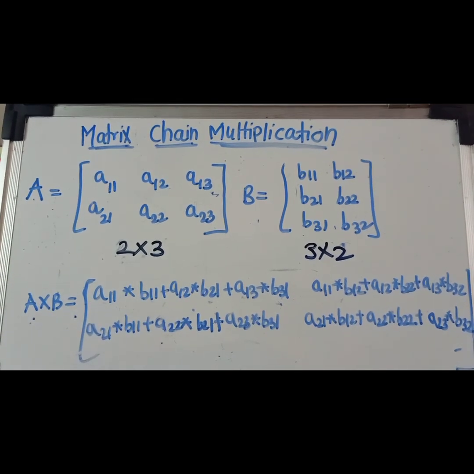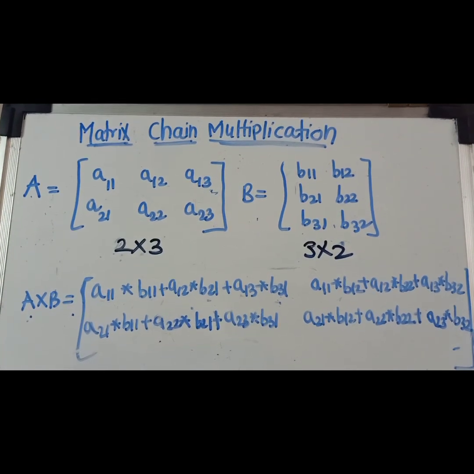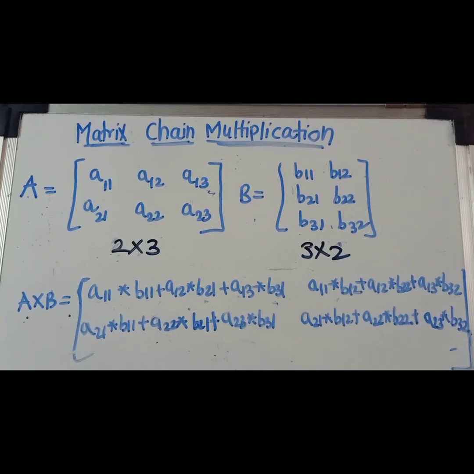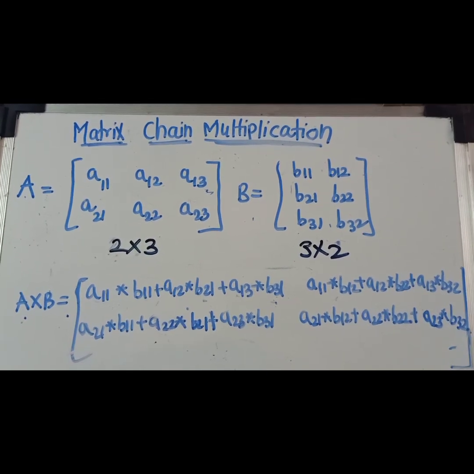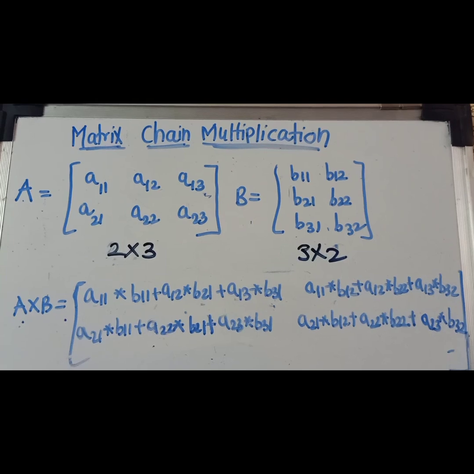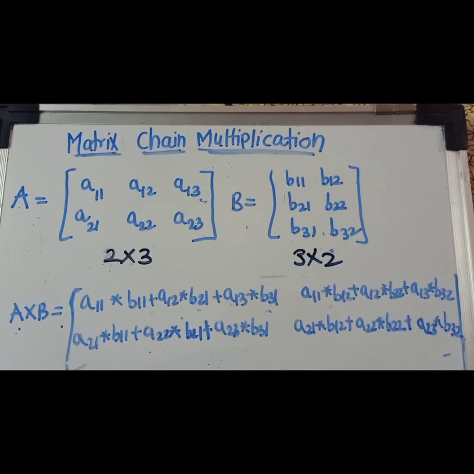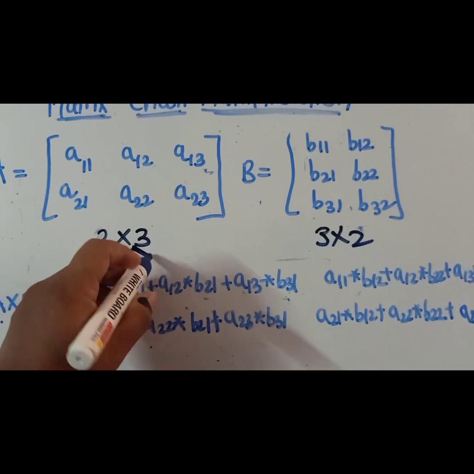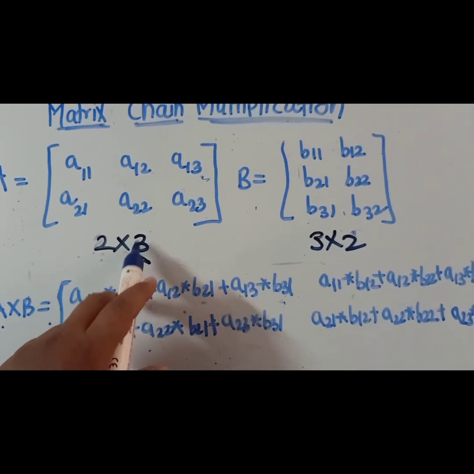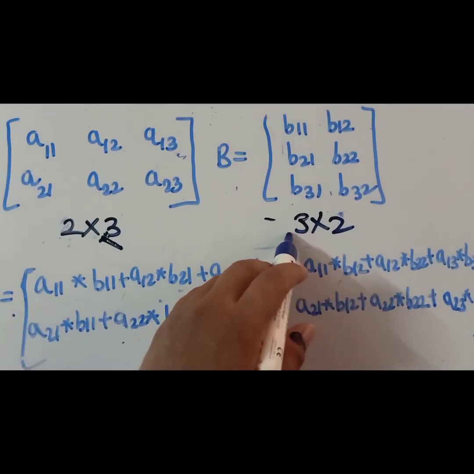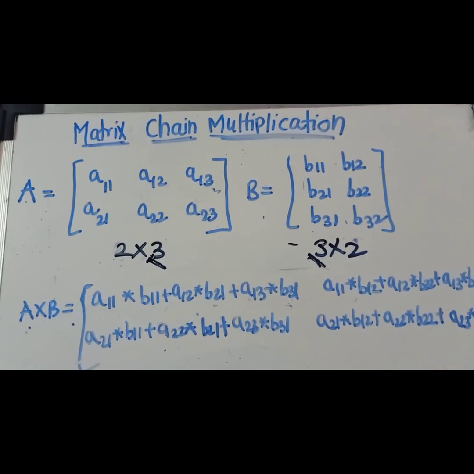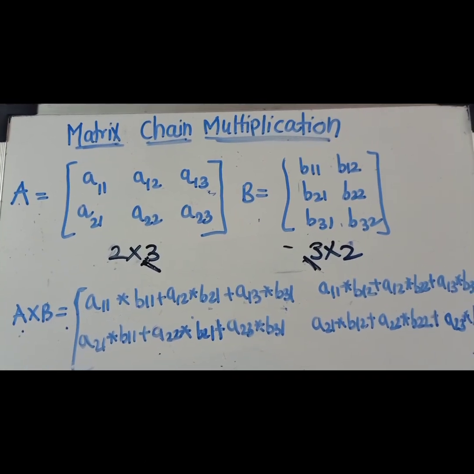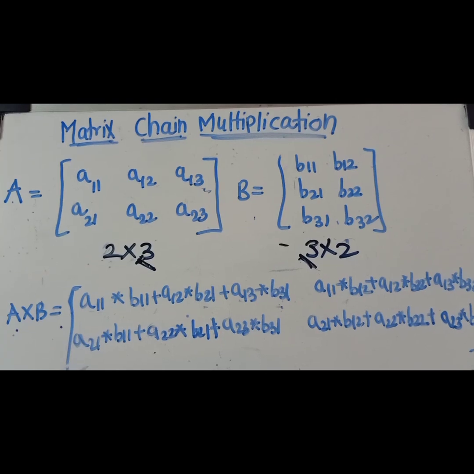How do we normally multiply two matrices? We first need to understand the condition that the number of columns of the first matrix must be equal to the number of rows of the second matrix. You can see here that this 3, the number of columns in the first matrix, must be the same as this 3, the number of rows in the second matrix. Only then can we perform the multiplication.